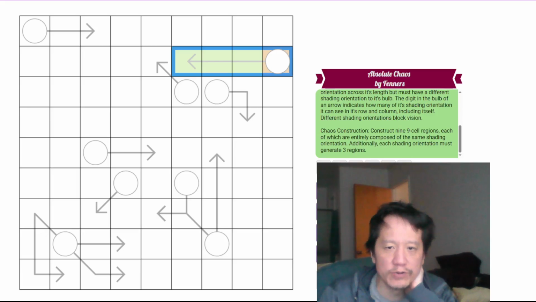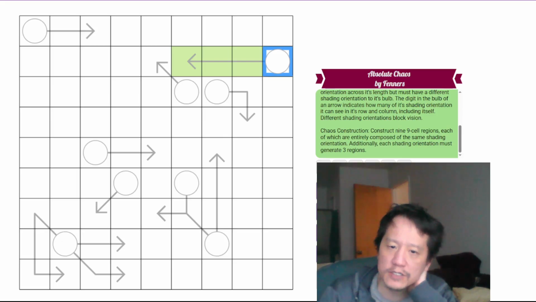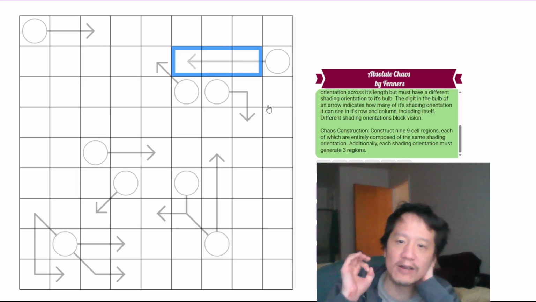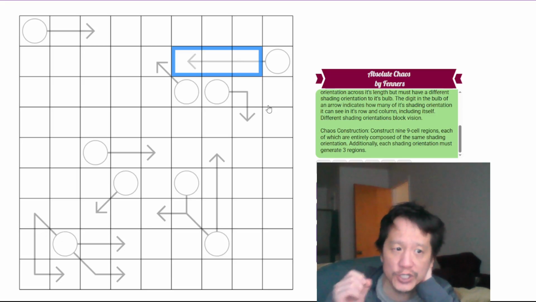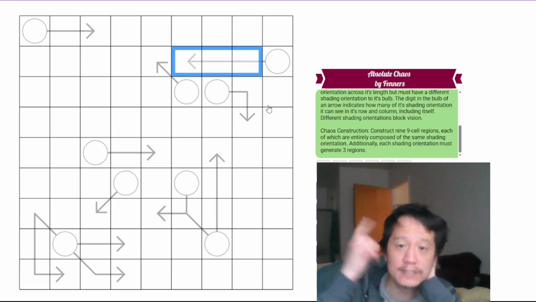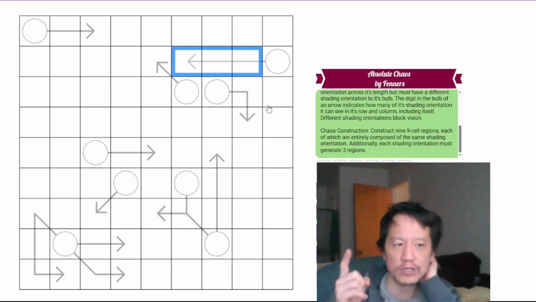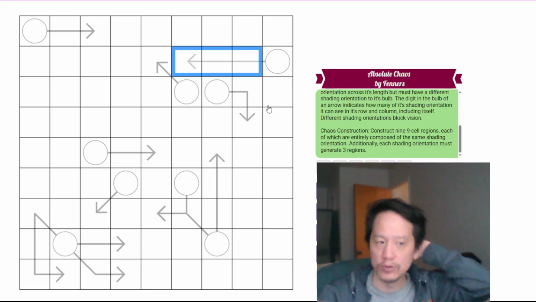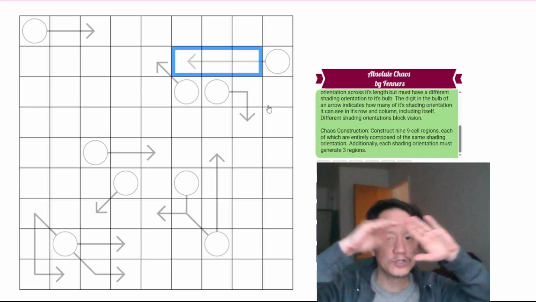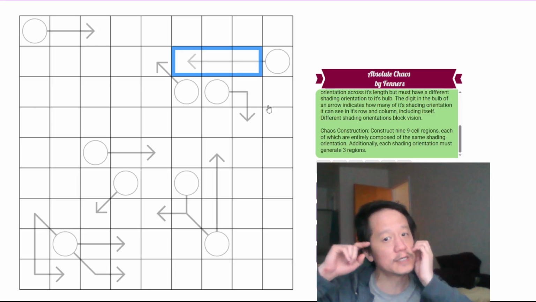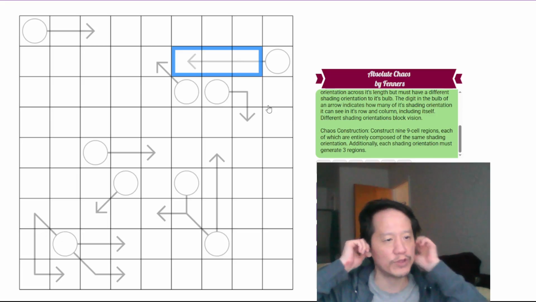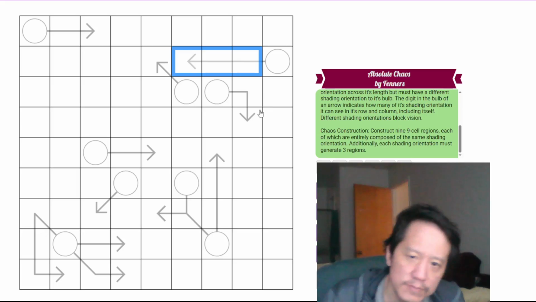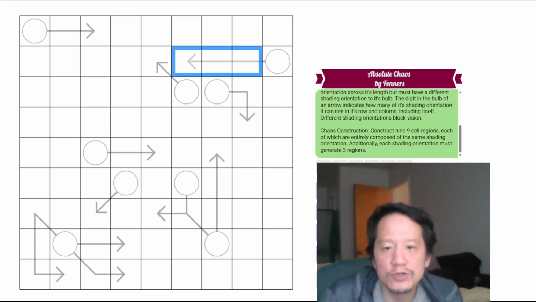And again, to reiterate, for chaos construction, we need to construct nine 9-cell regions, each of which are entirely composed of the same shading orientation. And each shading orientation must generate 3 regions. So each of the 3 shading orientations must contain 3 regions within it. And those are all the rules. If you'd like to play along, there's going to be a link in the description. And now, I'm going to get started.